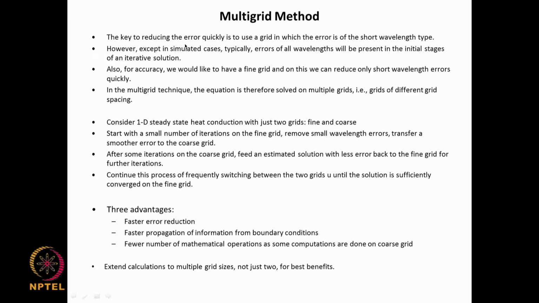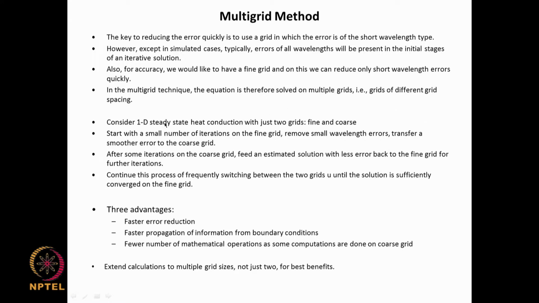Let us just try to paraphrase this. The key to reducing error quickly is to use a grid in which the error is of short wavelength type. However, except in simulated cases like what we have just now seen, typically errors of all wavelengths will be present in the initial stages of an iterative solution, and also for accuracy we would like to have a fine grid, and on this we can reduce only short wavelength errors. So in the multigrid technique the equation is solved on multiple grids of different grid spacing.